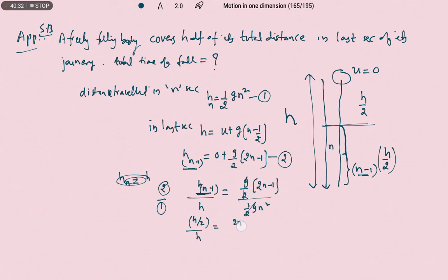Therefore (2n minus 1) by n square we are going to get. So again h gets cancelled here. Therefore 1 by 2 is equal to (2n minus 1) by n square we can write. So let us cross multiply this. n square is equal to 4n minus 2. We can write as n square minus 4n plus 2 equals 0.